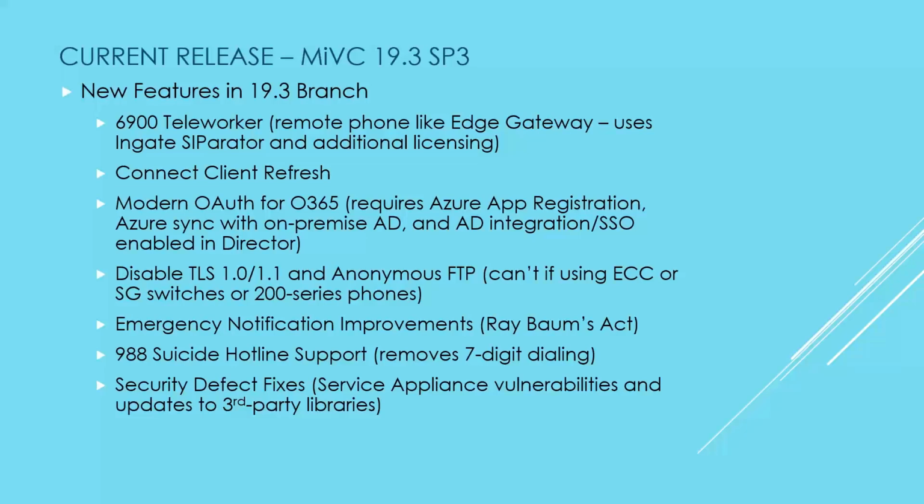So these are mostly for publicly facing components of the system, like the Edge Gateway, Mobility Router, and Conference Bridge. But there have been some additional defect fixes related to Director, and obviously things like the TLS and anonymous FTP have been a big part of that as well.